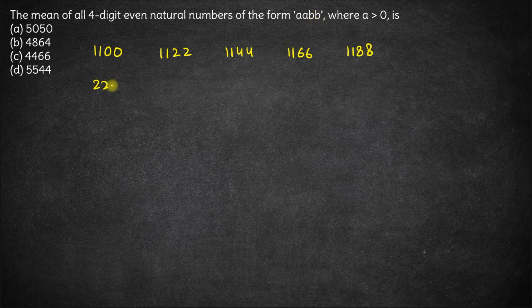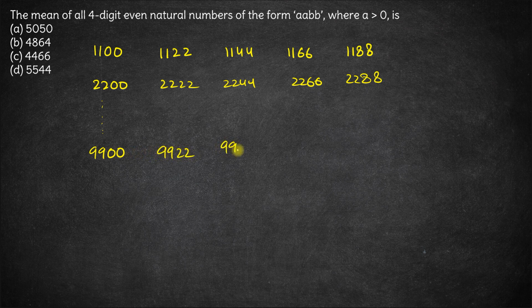What if A is 2? Then we'll have 2200, 2222, 2244, 2266 and 2288. These will be the possible values of the number when A is 2. And this will go on till A is 9. So if A is 9, the possible values of the number will be 9900, 9922, 9944, 9966 and 9988. These are going to be the possible values of the number. Now we have to figure out the sum of all these values, right?